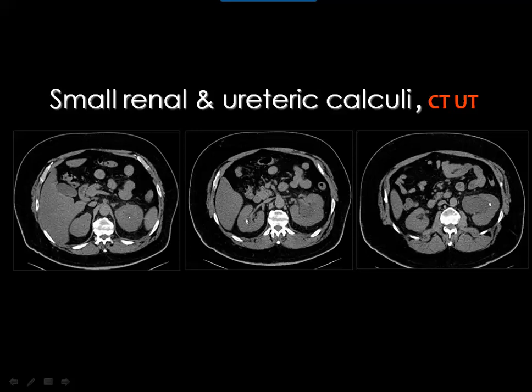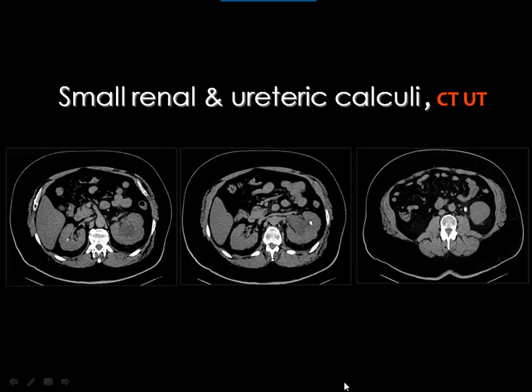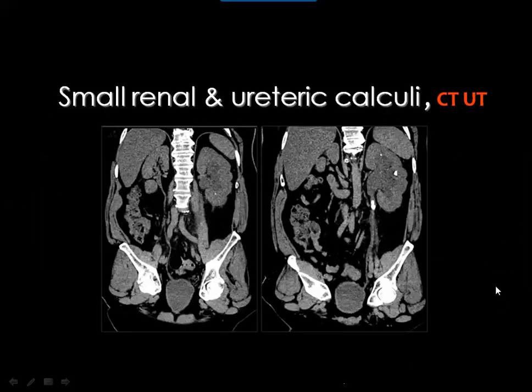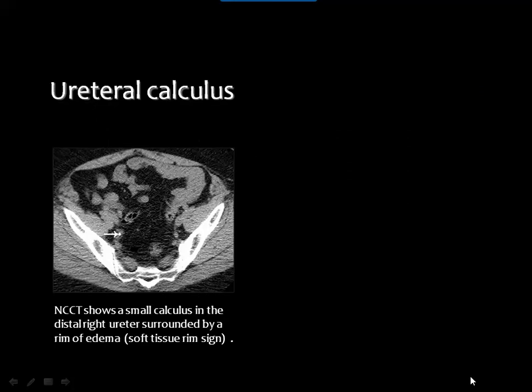Then CT is once more helpful in detection of renal calculi, which are easy to detect without the need for coronal reconstructed images. But for detection of ureteric calculi, you should have these images, which display the whole course of the ureter better than the axial images.